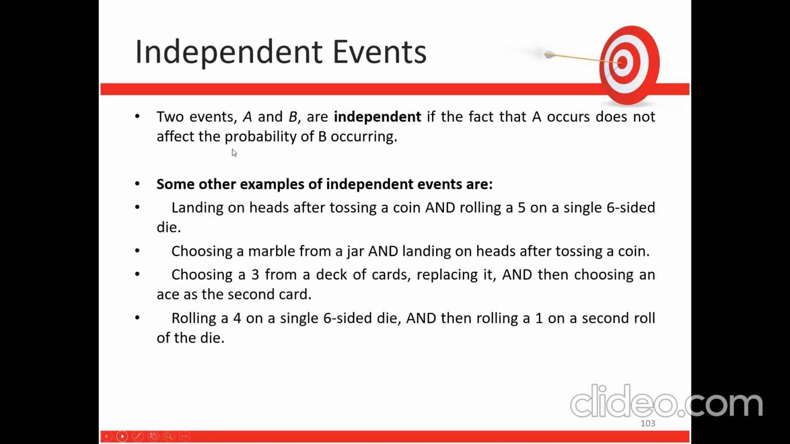Independent events. Two events A or B are independent if the fact that A occurs does not affect the probability of B occurring. Some examples of independent events are landing on heads after tossing a coin and rolling a 5 on a single 6-sided die. Choosing a marble from a jar and landing on heads after tossing a coin. Choosing a 3 from a deck of cards, replacing it, and then choosing an ace as the second card. Rolling a 4 on a single 6-sided die and then rolling a 1 on a second roll of the die.